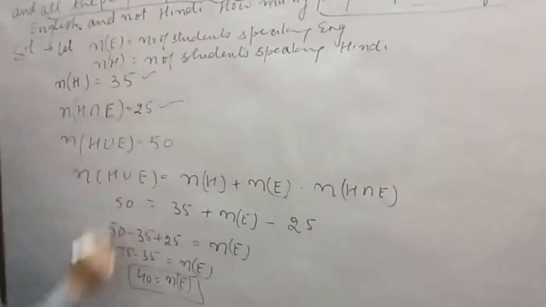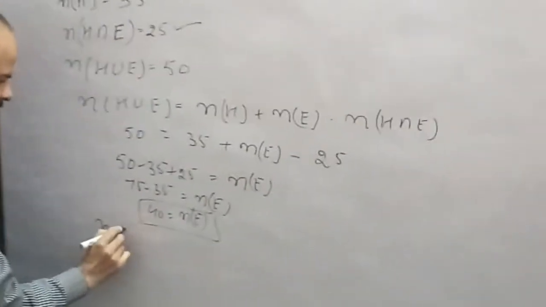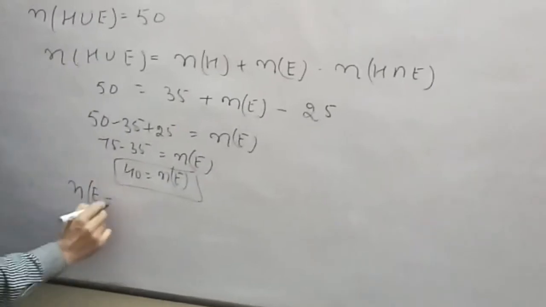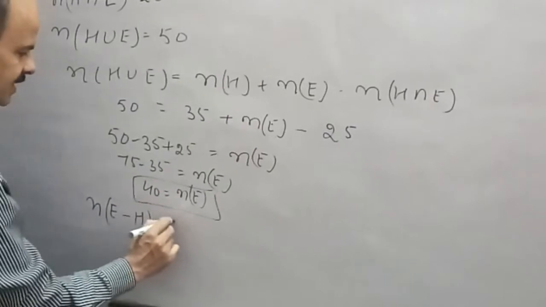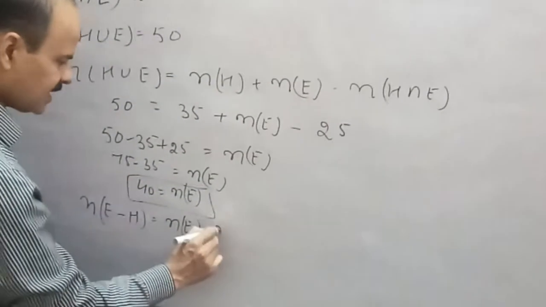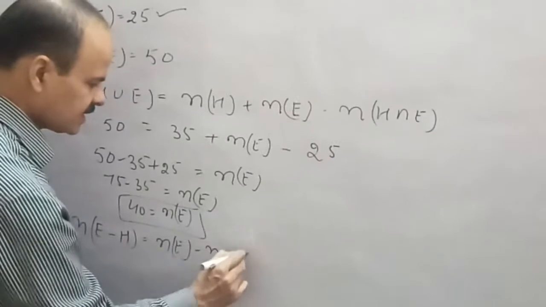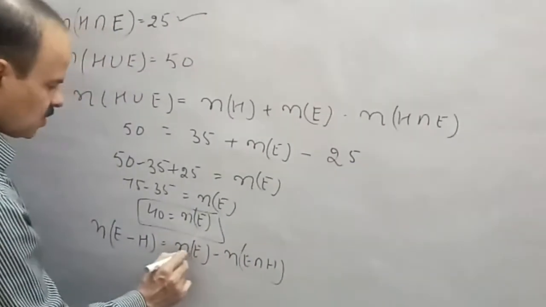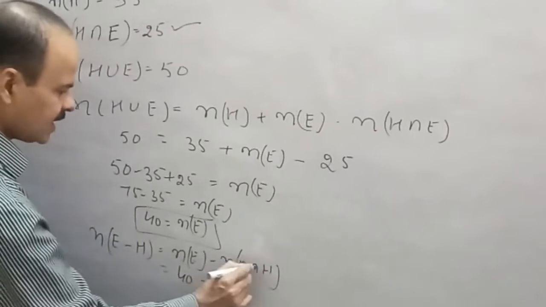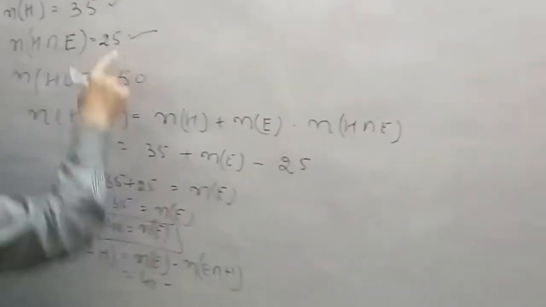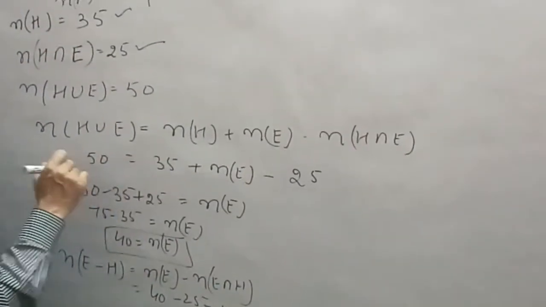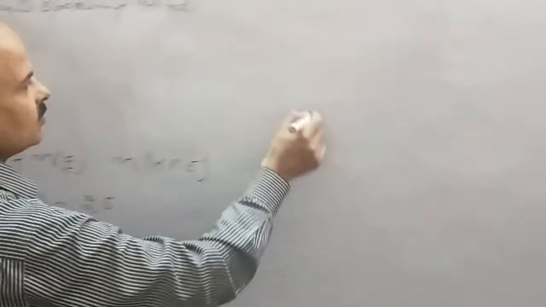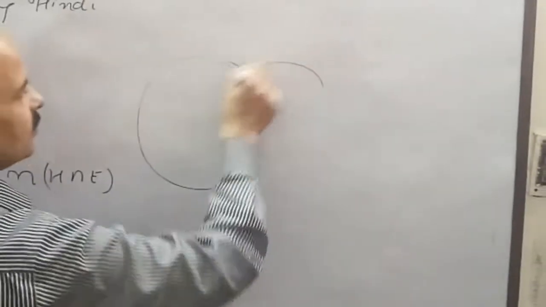And only English, not Hindi. So it can be written as n(E minus H). Only English, not Hindi. So that formula is n(E) minus n(E intersection H), which is equal to 40 minus n(E intersection H), that is 25. So you will get 15 students speaking English only. This question can also be solved with the help of a Venn diagram. Just see this Venn diagram.